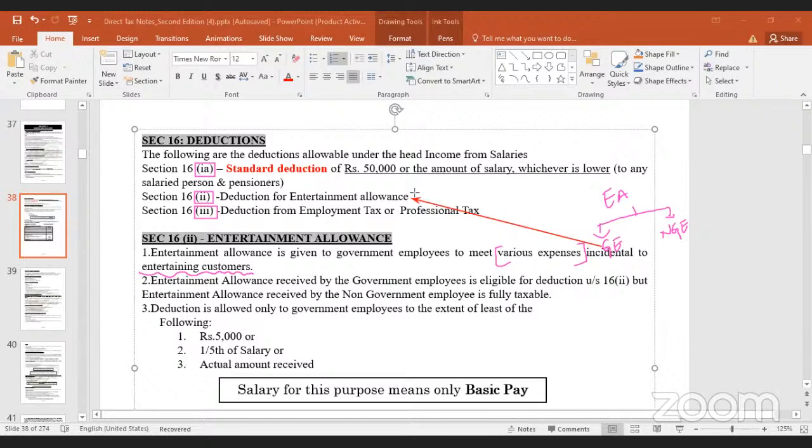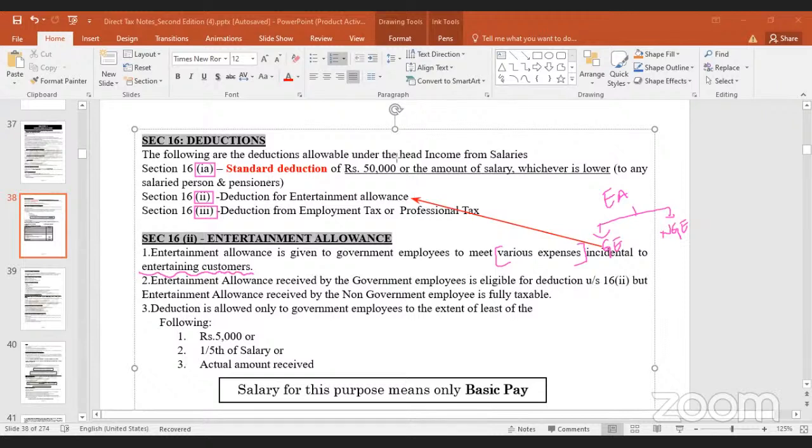Suppose, take an example, Mr. X is working for the railways. He has been given an entertainment allowance. I'm also working in Infosys Limited. I have also been given an entertainment allowance. Who can claim this entertainment allowance? Only a person who's working in the government sector can claim it. I cannot claim an entertainment allowance. I can receive it, but I cannot claim a deduction.